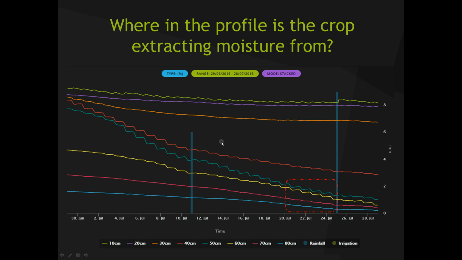We can also see what impact rainfall has had. 2 events, the second one being a 9mm event, only having an impact to a depth of 10 centimetres.